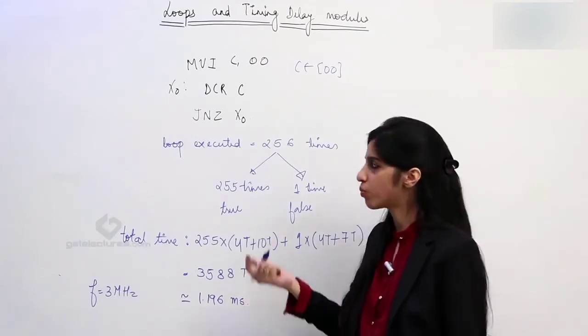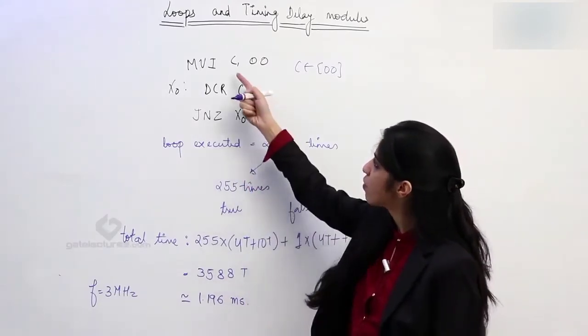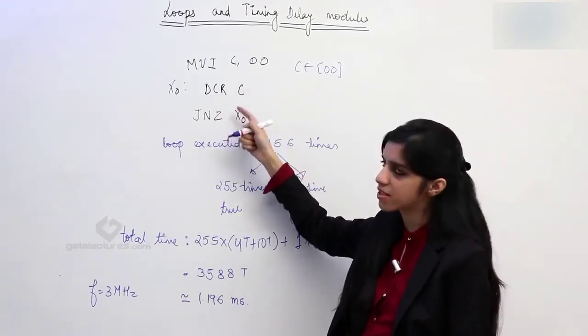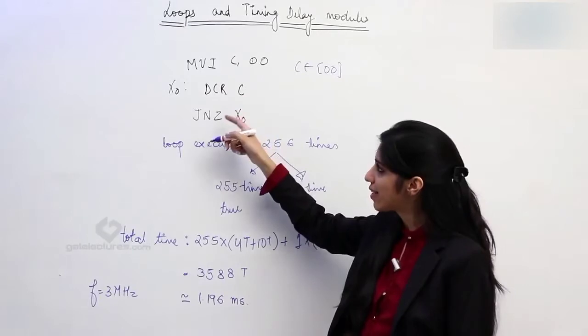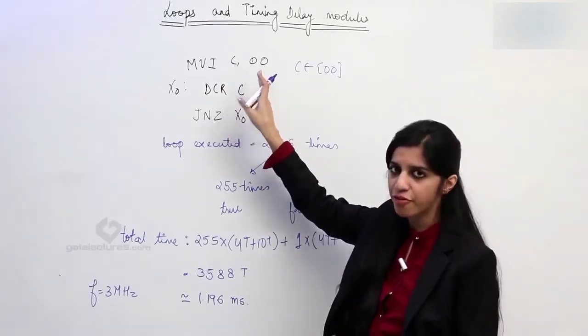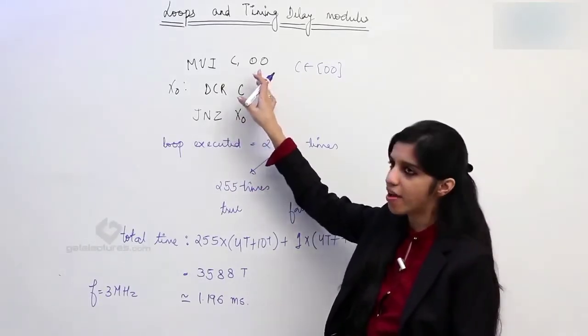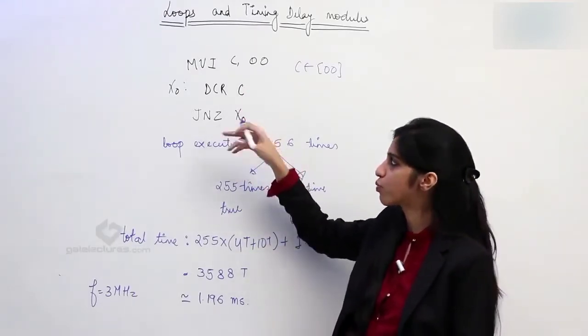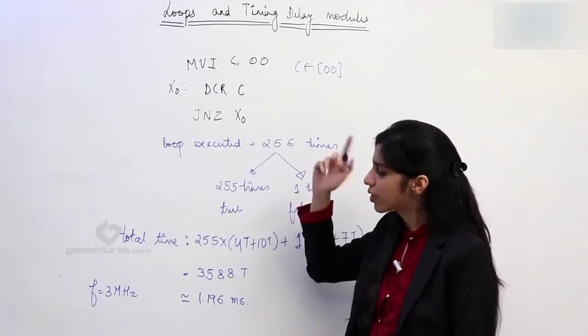One more thing that you can note here is, since I have loaded C with 00, this instruction is going to take 256 loops to come here. In case I had loaded this with FF, this would have taken 255 loops, 255 times the loops would have executed in total. Okay, that is another thing.